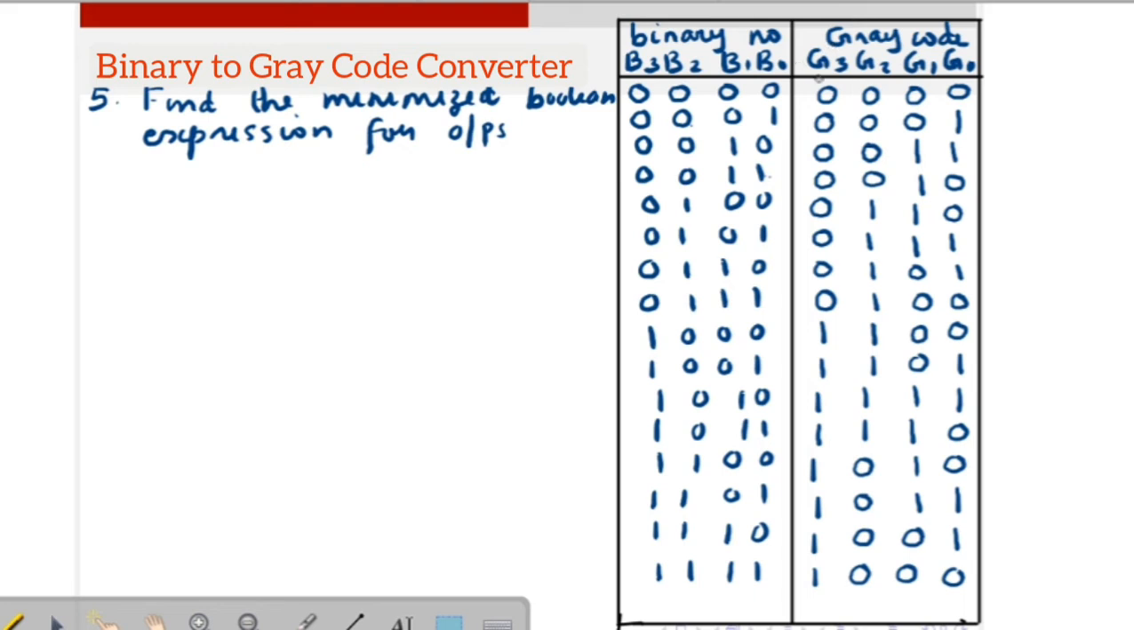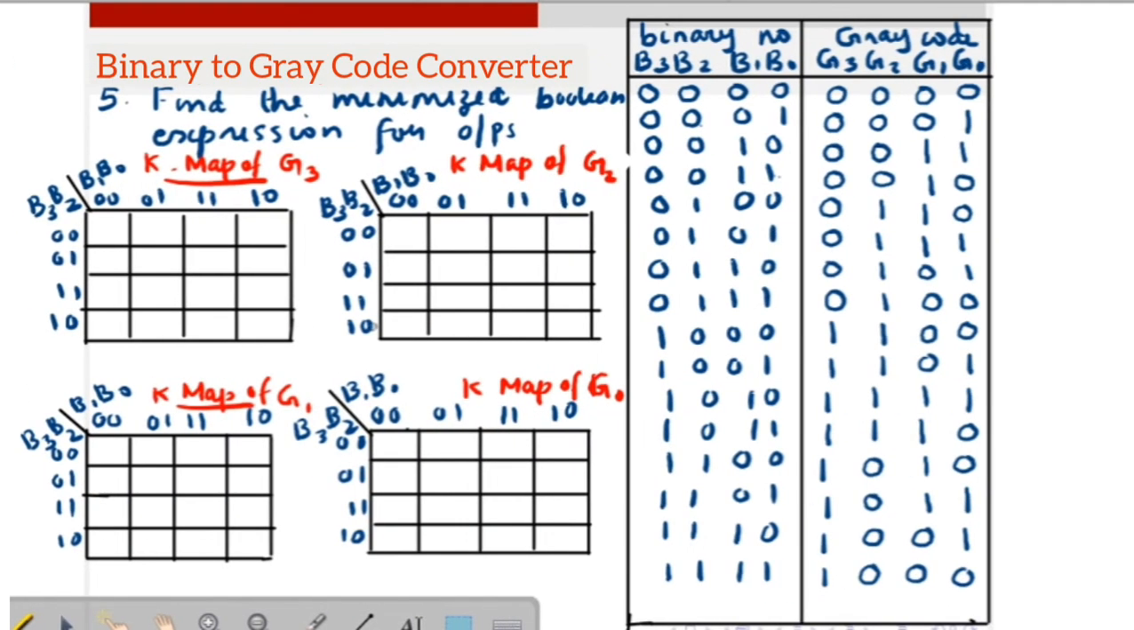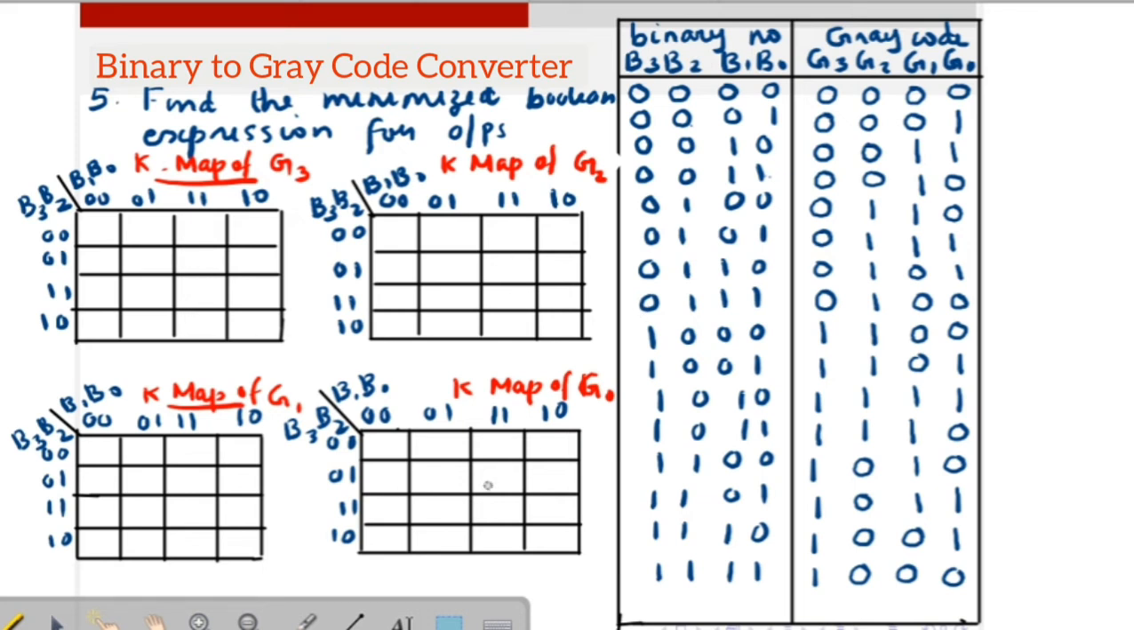Okay, here the output bits are G3, G2, G1, G0. 4 output bits are there. So we have to draw a K-map for these 4 bits, right? And here the input is a 4-bit number. Okay, so there are 4 variables. So the K-map is a 4 variable K-map. Okay, so these are the 4 K-maps.